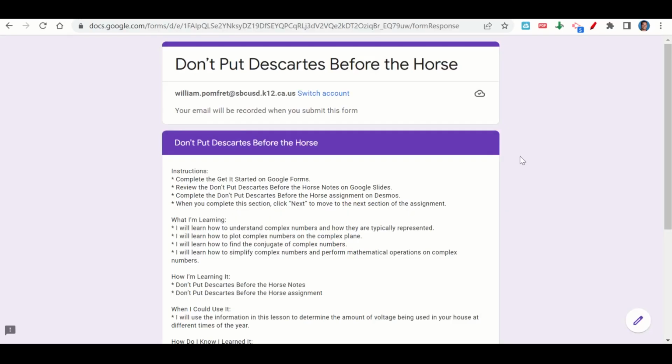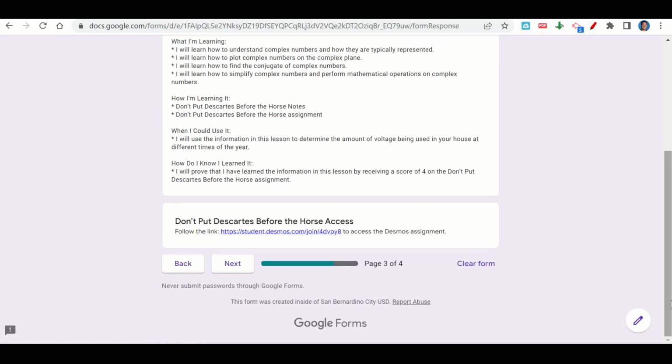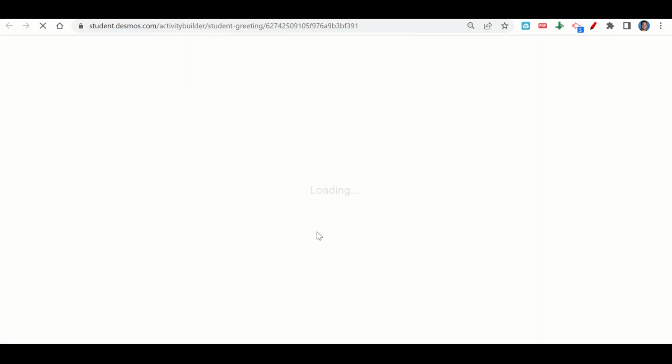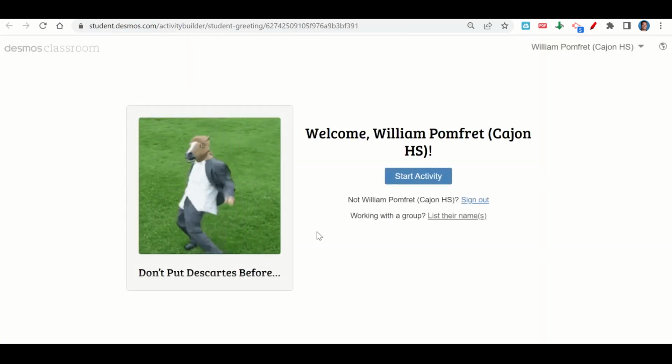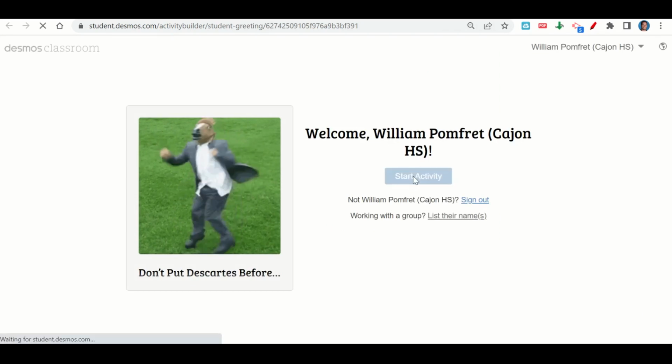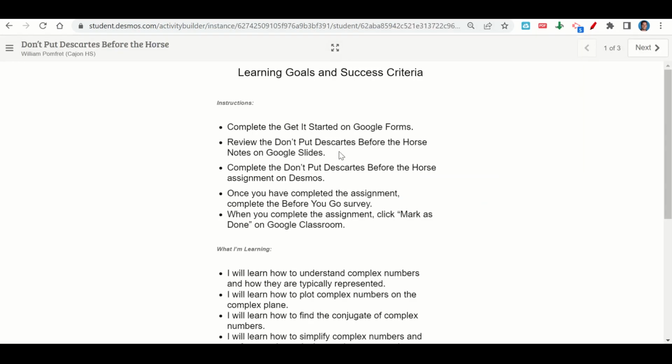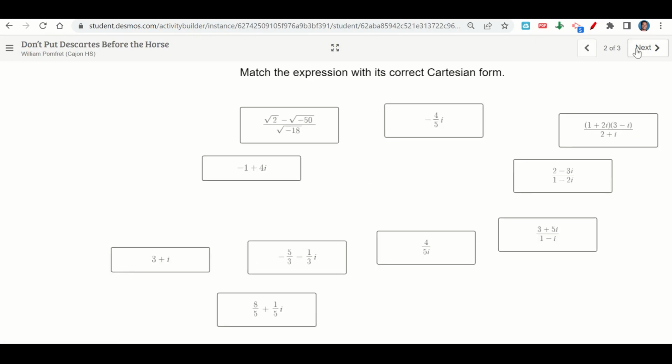Let's take a look now at the Don't Put Descartes Before the Horse assignment. The assignment begins with the learning goals and success criteria. If we scroll down, there's a link here that takes us to the Desmos activity. Go ahead and click on that link, and it takes us to a page that looks like this. We'll go ahead and click Start the Activity. The assignment begins with our learning goals and success criteria. We'll go ahead and click Next.